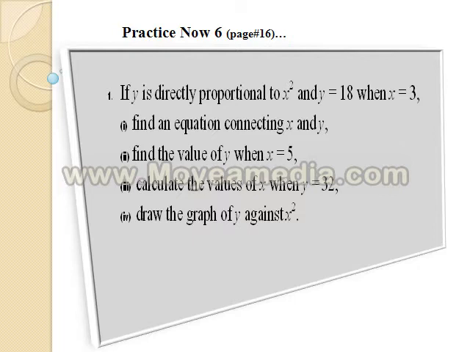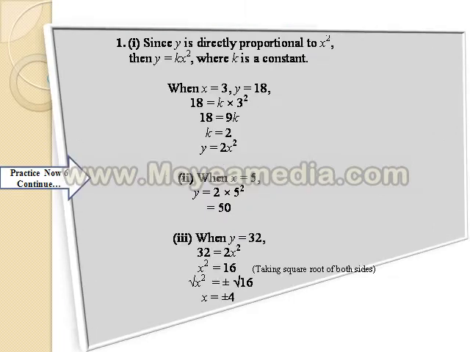The first part says that we need to find an equation connecting x and y. The second part says that we need to find the value of y when x is equal to 5. In the third, we find x when y is 32, and in the last one we have to draw the graph between y and x squared. So let's start solving this question now.